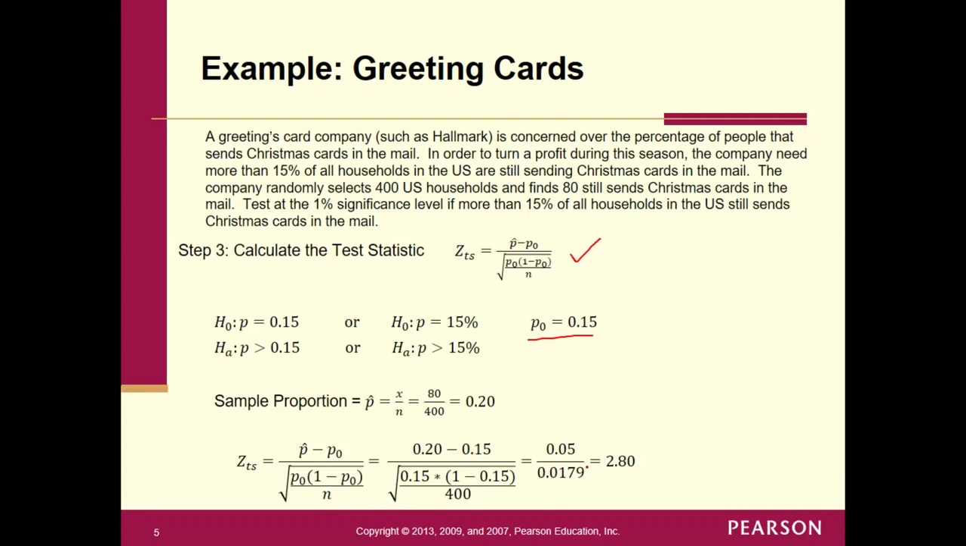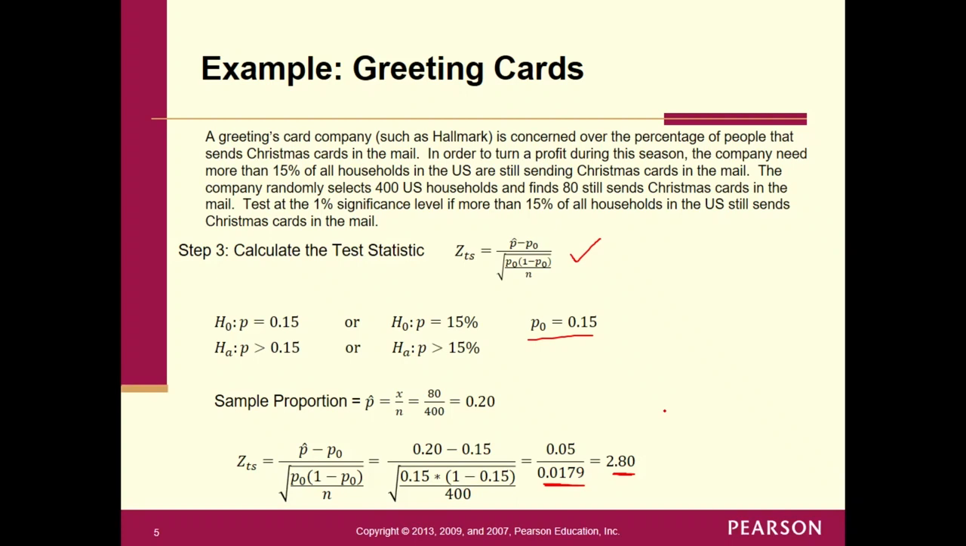Again, not rounding anything here, even though I showed it to 4 decimal places. When I calculated this, I did not round anything. It turned out to be 2.80. Now I want to warn you of something. I may have warned you this back in section 9.1.